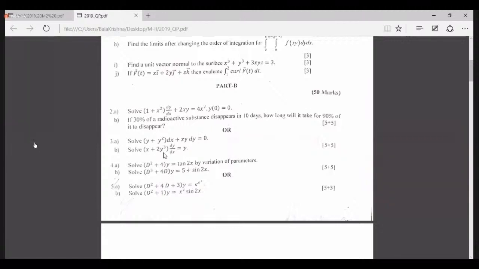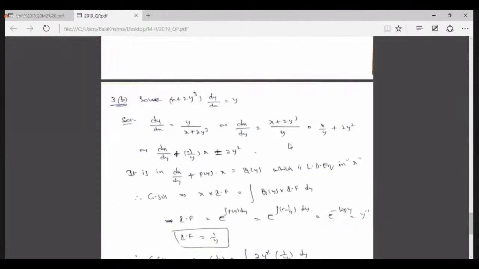For the third question's second bit, if you see here, the product with dy by dx is there, so you should remove it. When you divide, it will be x by y plus 2y square. Now it has changed into dx by dy minus x by y is equal to 2y square. That means this is a differential equation which is linear in x: dx by dy plus a function in terms of y into x is equal to a function in terms of y. So it is a linear differential equation in x, with dependent variable x.